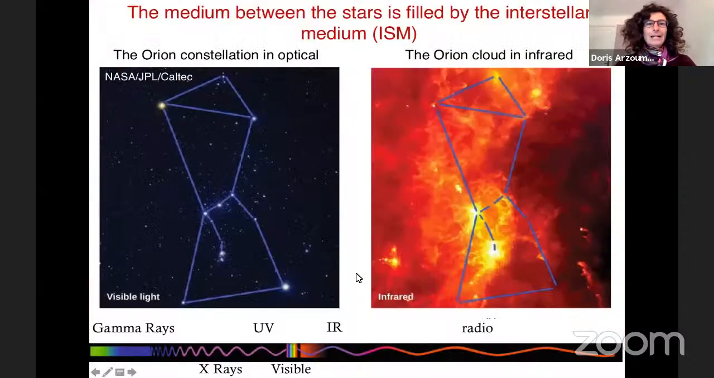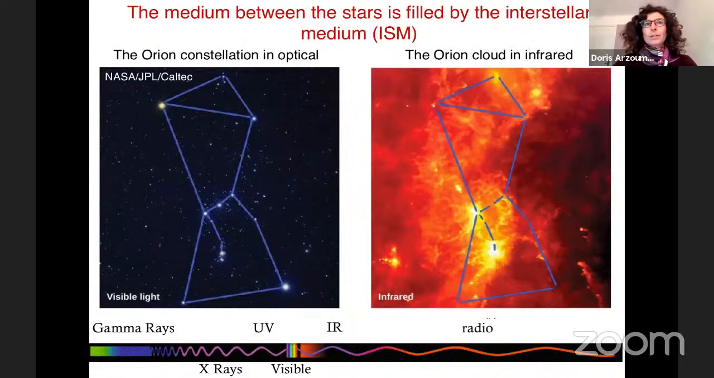I would like to start by reminding you how beautiful the sky can be during a clear night, when we look up and see all the stars that fill the sky. We can see the stars with our own eyes because they emit in visible light. But what we cannot see with our eyes is the matter that fills the medium between the stars. This medium is not empty, it's full of dust and gas.